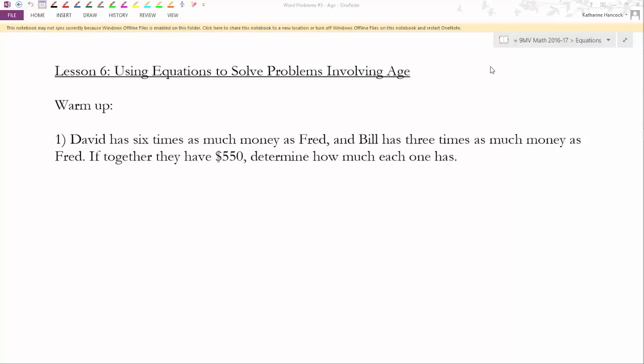Hi guys. Today for lesson 6, using equations to solve problems involving age, make sure you copy down the examples in your lesson note and then do the homework. So for warm up, question 1.